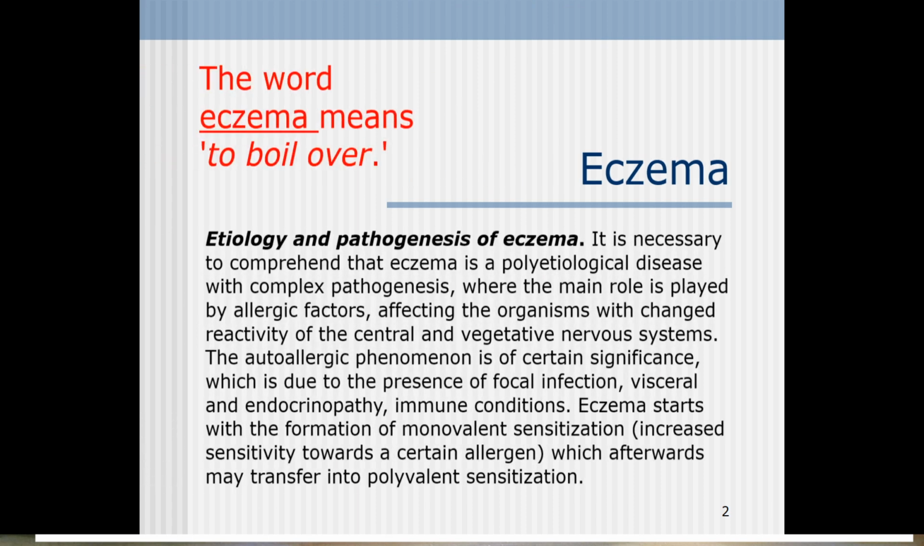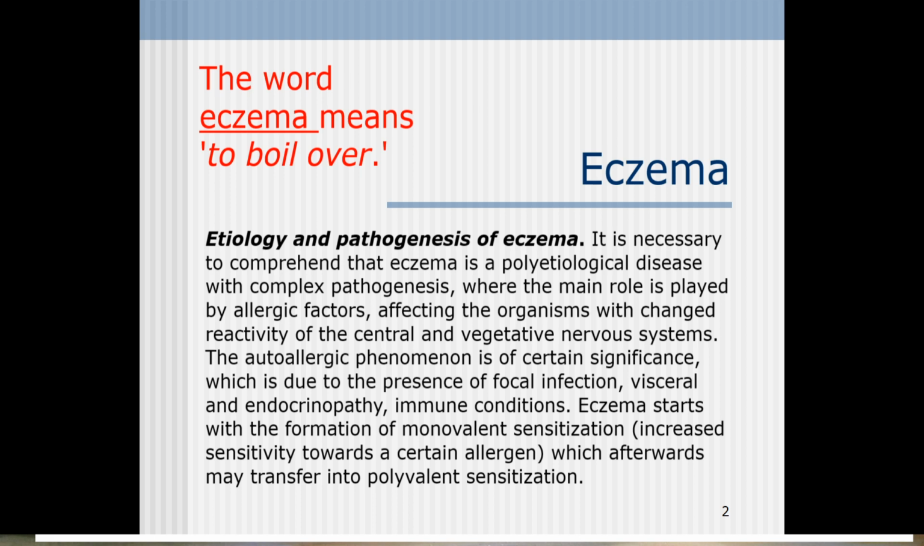Etiology and pathogenesis of eczema. It is necessary to comprehend that eczema is a polyetiological disease with complex pathogenesis, where the main role is played by allergic factors affecting the organism with changed reactivity of the central and vegetative nervous systems. Autoallergic phenomena are of certain significance, which is due to the presence of fungal infection, visceral disease and endocrinopathy, and immune condition.